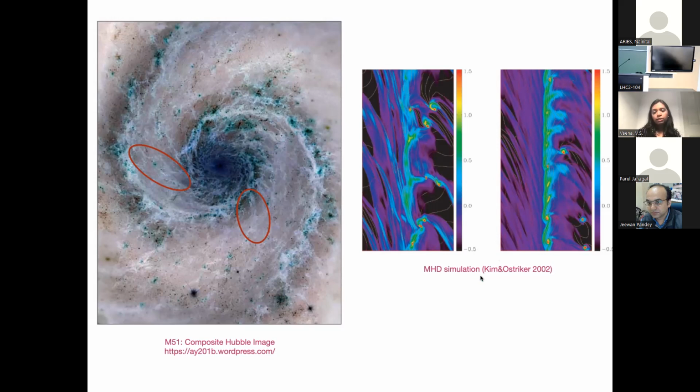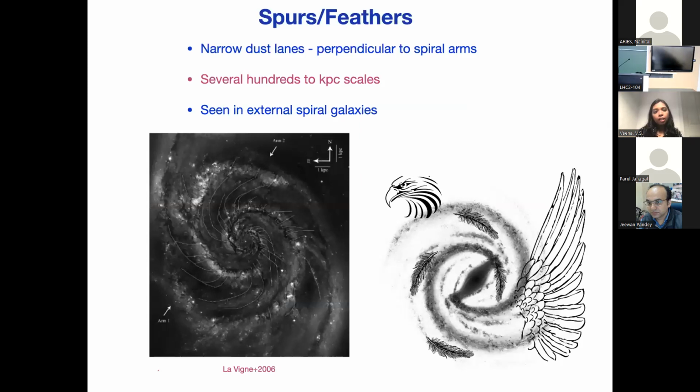For example, shown here is the simulation from Kim and Ostriker 2002, and you can see the formation of these structures. Though there are multiple scenarios proposed to explain them, the most popular belief is that these are produced by the passage of molecular clouds through the spiral potential. When they pass from one arm to another, they experience a shear force, and this will stretch the clouds in such a way that they form structures like this. Such structures are called spurs or feathers, compared to the bones.